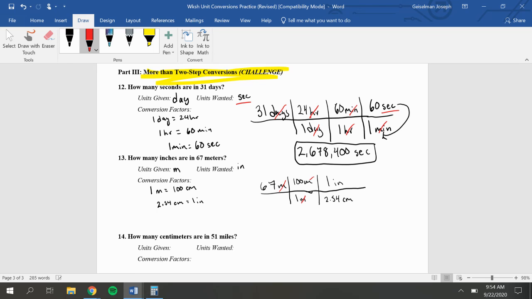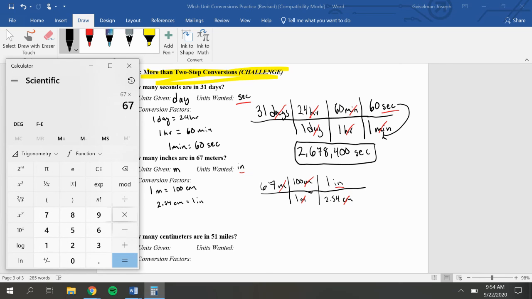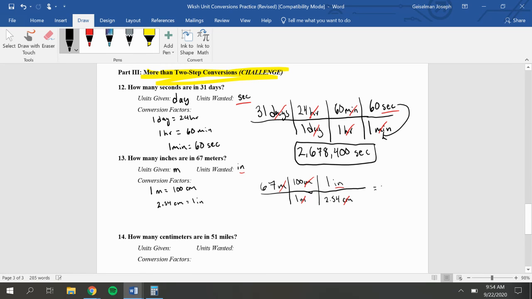We go through, we cancel. We're left with inches, which is what we want in the end anyways, and we can punch all this stuff into our calculator. So 67 times 100 times 1 is equal to 6,700. I'm going to divide that by 2.54 times 1, which is 2.54. And I get an answer of 2,637.8. And that's going to be in inches.